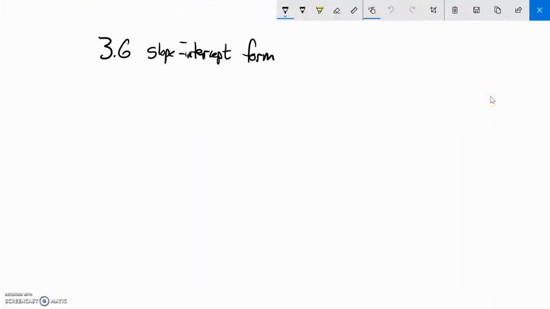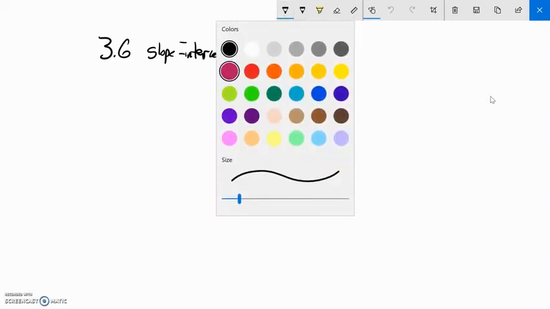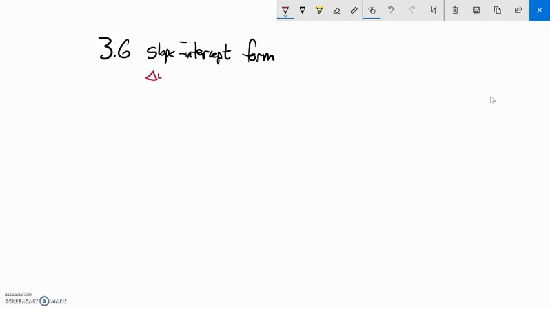So this is section 3.6, and we're going to talk about what's called slope-intercept form. So we've been doing some work to find the slope of a line. Remember, the slope is how steep a line is, and we can write it as change in y over change in x, or sometimes that's described as rise over run. So remember, that's what slope is.